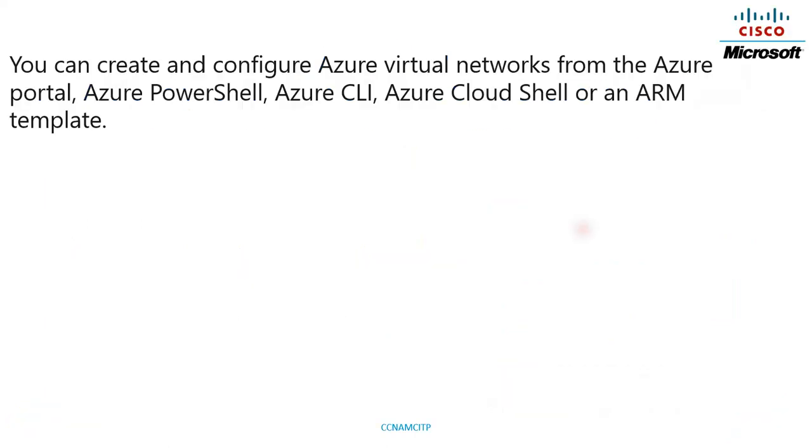So guys, the first thing, you can create and configure a virtual network. You can create and configure an Azure virtual network from the Azure portal, Azure PowerShell, Azure CLI, Azure Cloud Shell, or an ARM template. ARM template is nothing but Azure Resource Manager templates. So you have multiple options to configure Azure virtual networks. So we will see here how we can use those things.